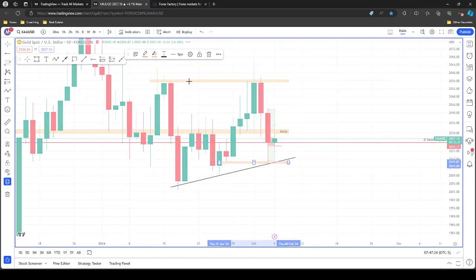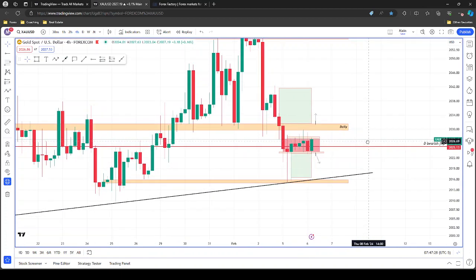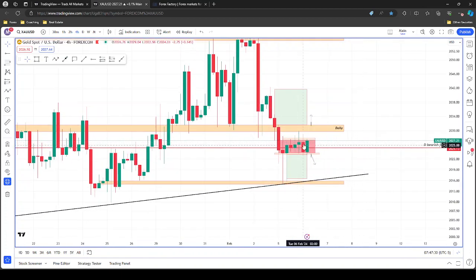Let's move on to the 4 hour. The key thing I got from the 4 hour was this area right here, which is called consolidation, or some people would say it's ranging. All that means is that there's no real direction here. As you can see, we have candles going up, we have candles going down. There's no real direction on where the candles are going. You can't really form any sort of bias.